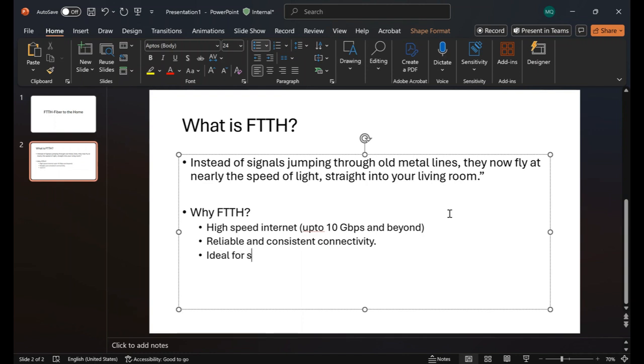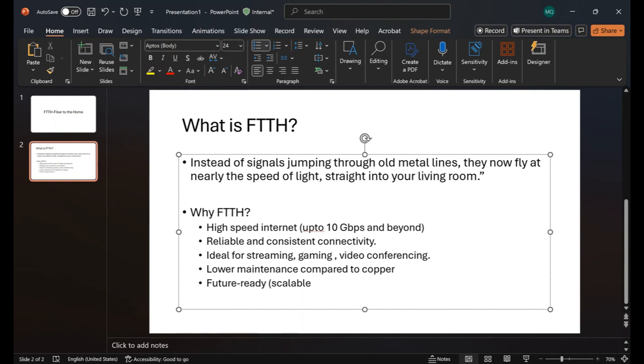ideal for streaming, gaming, video conferencing, lower maintenance. So you are seeing that there are so many advantages compared to traditional copper wire. Future ready, scalable, scalability.